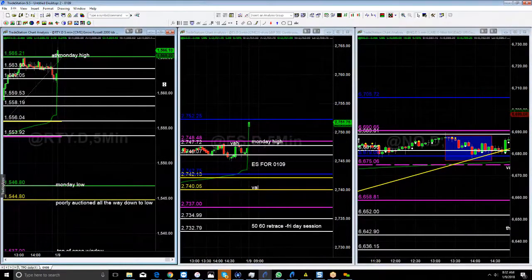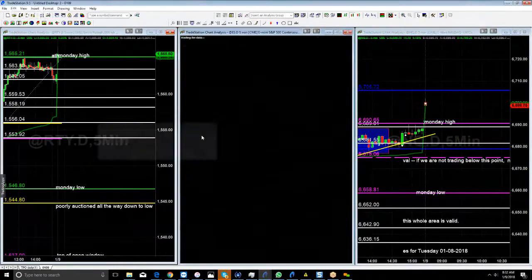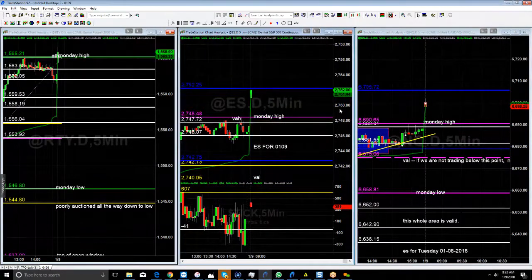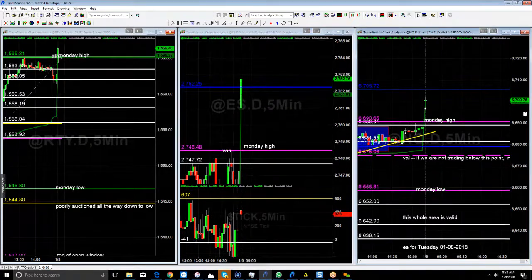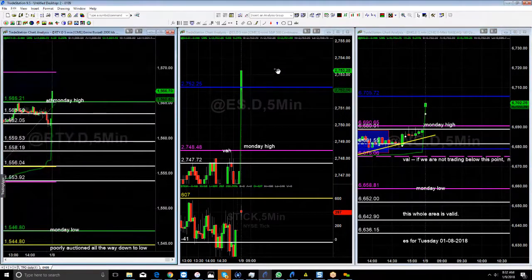ES is obviously attempting to push. NQ is pushing down. Notice tick's only positive 390. I mean, people are just, it's the weirdest market I've ever seen. That's all I can say. Maybe not ever, but it's pretty amazing.